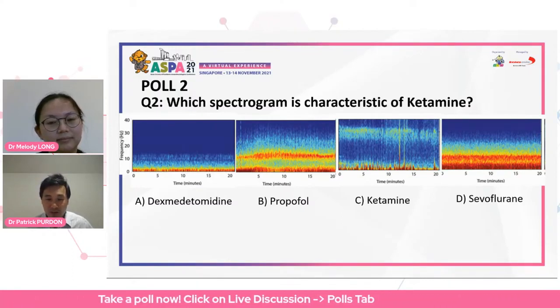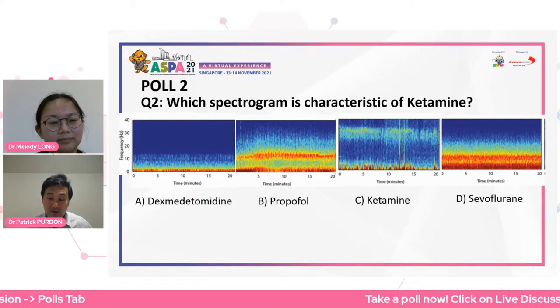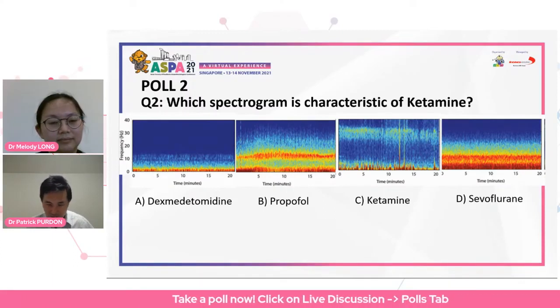So I want to point out that propofol and sevoflurane have that shared GABAergic mechanism of action. So they both have slow and alpha waves. So you're not that far off.